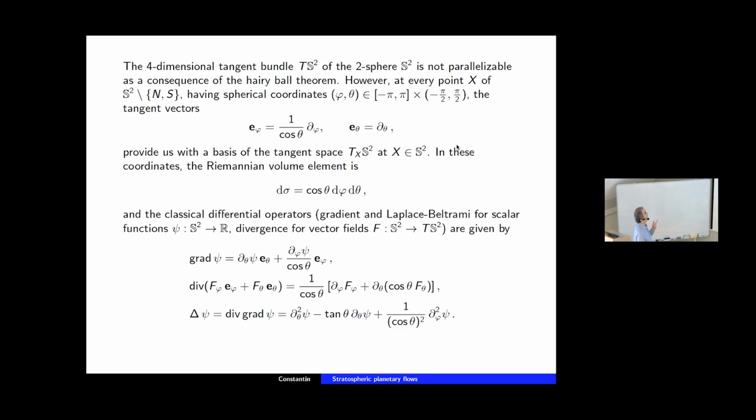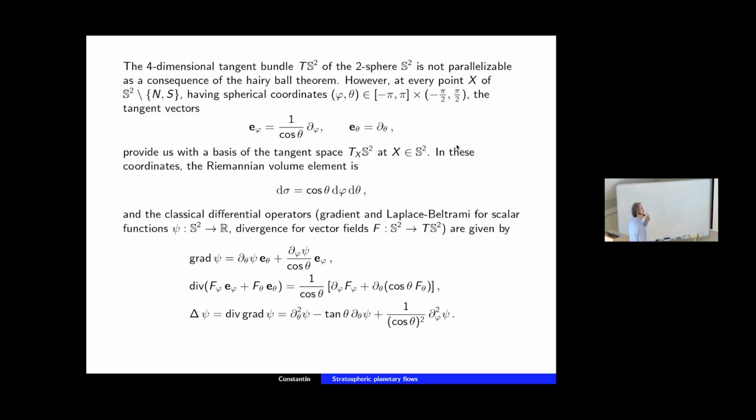So you have a tangent bundle. It cannot be globally parallelized because of the Hairy Ball theorem. So we take these kinds of vectors. These are the tangent vectors. This is the volume element. And we have gradient, divergence, and the Laplace-Beltrami operator, which take this particular form on the sphere. These are just standard definitions in spherical coordinates.